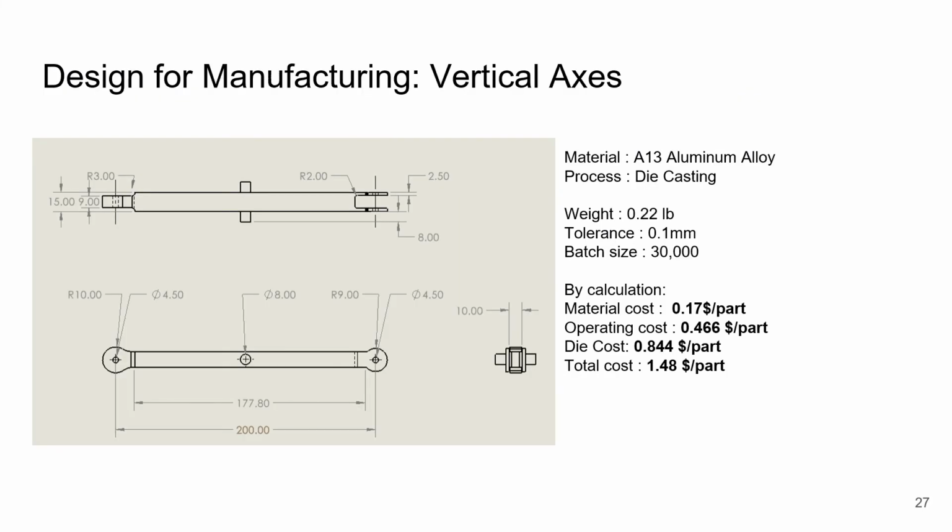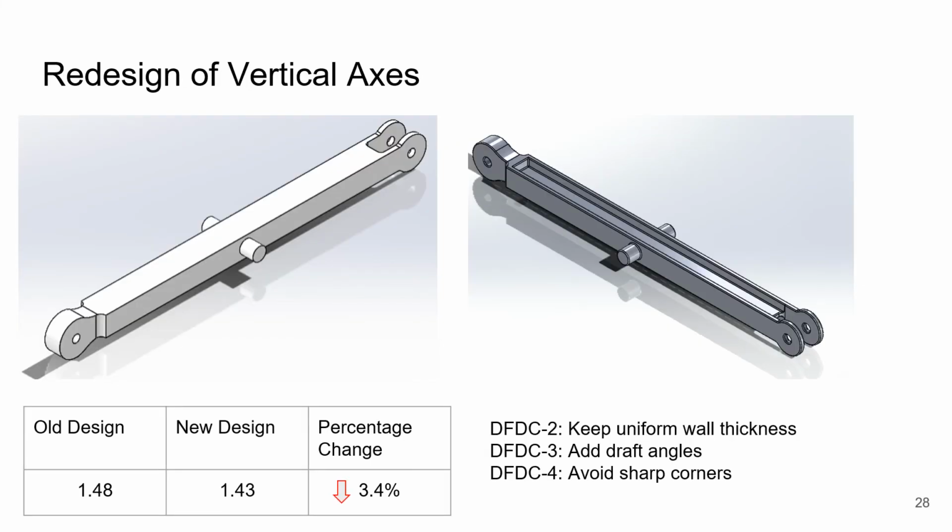Using the analytical method discussed in class, we calculated the cost of manufacturing this part using die casting. The total cost per part was found to be $1.48, with most of the cost coming from the manufacturing costs of the die itself. Therefore, the cost will decrease as the production increases. The part was then redesigned using the design guidelines for die casting. The redesigned part is shown on the image on the right.